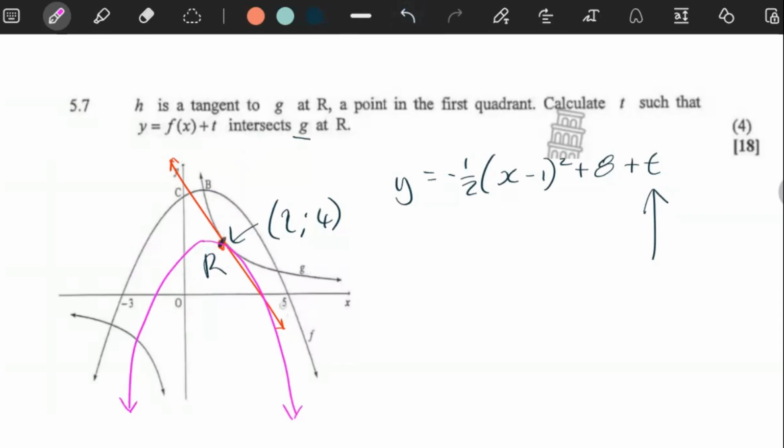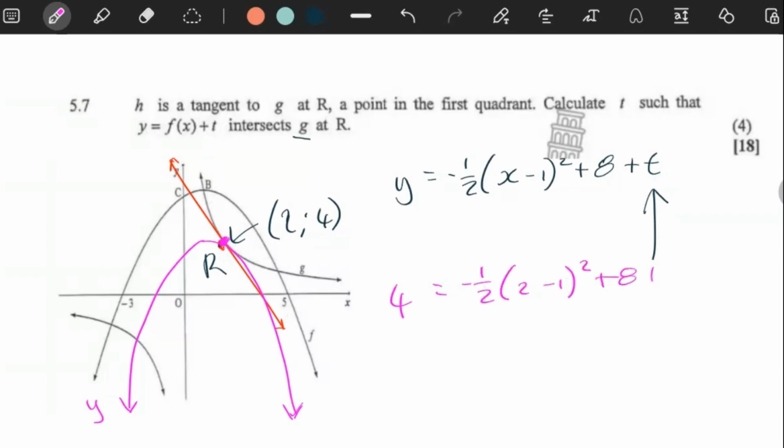See, this is what the equation of y is, because t has moved it downwards until it is touching the graph of g. So we technically need to know how many units downwards this graph would have moved for it to touch the graph of g over here. The easiest way to do that is this: regardless of what t is, the graph would have (2, 4) as a coordinate. So the y value will be 4 and the x value will be 2.